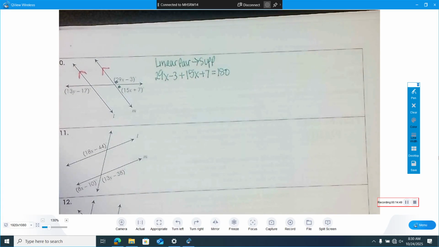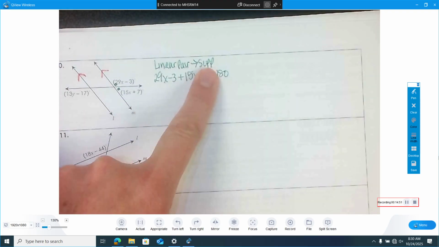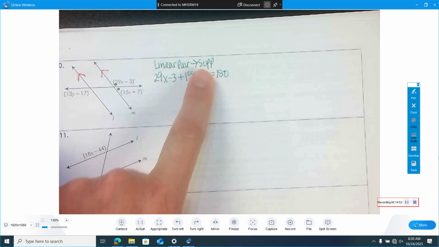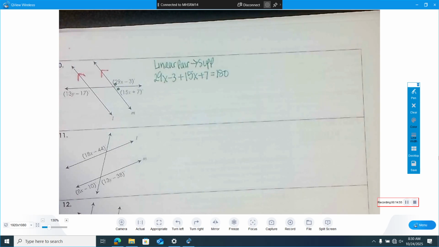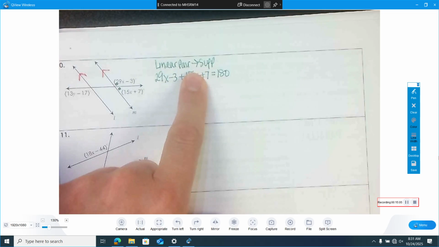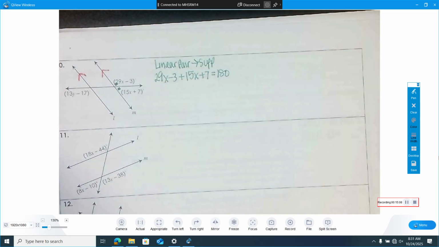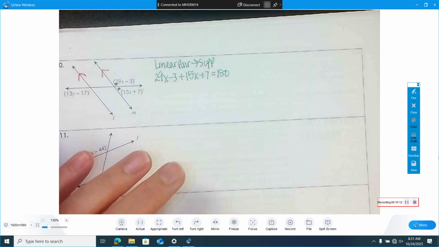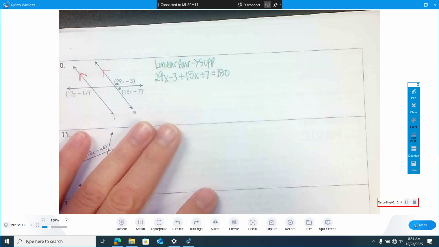Now, everything that we're doing, every reason that I'm writing down, like linear pair implies supplementary, that was the linear pair supplement theorem, okay? The reason I'm having you write all this down is because when we do proofs, these are exactly the same statements you're going to make during your proofs, okay? We know that if we have a linear pair, it must be supplementary, all right? So we're going to see this over and over. All these statements are reasons.